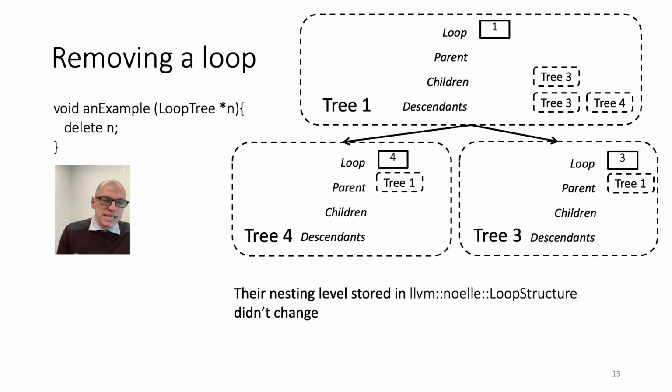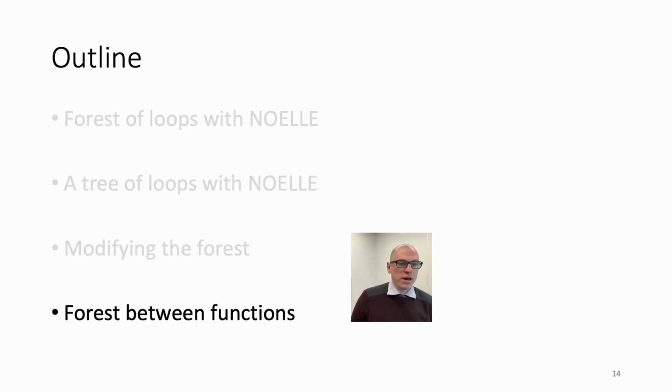Now, the nesting level that is stored inside the loop structure abstraction, and there is a dedicated talk about it on this channel, the nesting level of these loops didn't change by removing a tree. So the abstractions tree and forest can be modified by removing trees, for example, and it will not impact any semantics stored inside the loop structure abstraction.